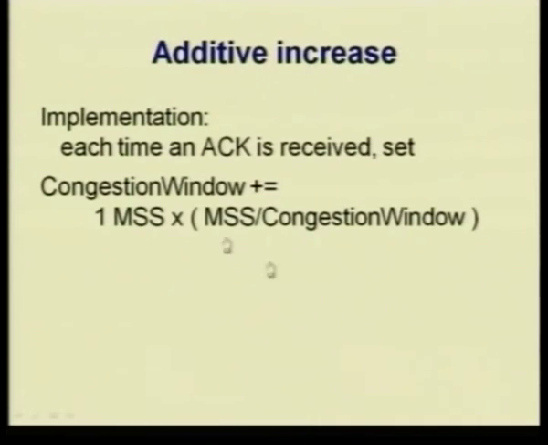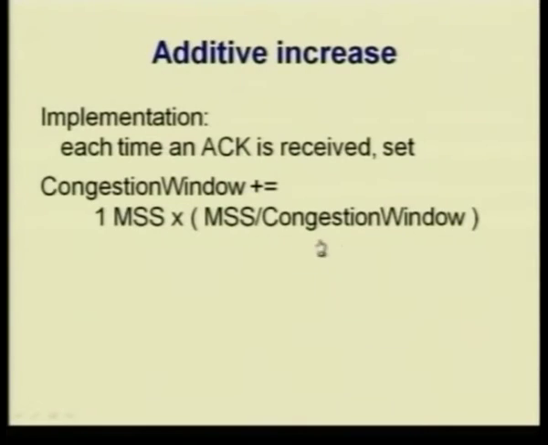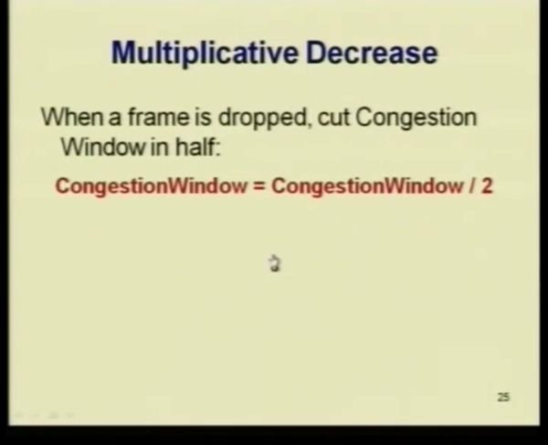So this is the additive increase phase. The implementation of additive increase is very simple. Each time an ACK is received, you set the congestion window equal to congestion window plus 1 MSS times MSS divided by congestion window. Remember we are doing everything in terms of number of bytes, so we need to express this in terms of 1 MSS amount of bytes times MSS divided by congestion window.